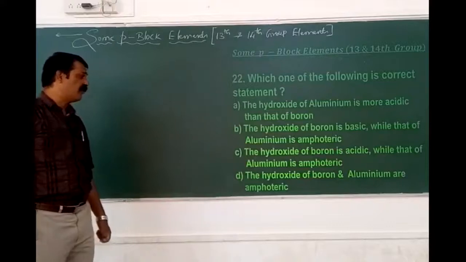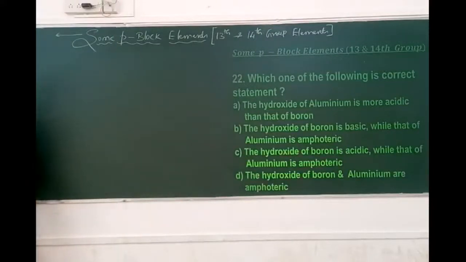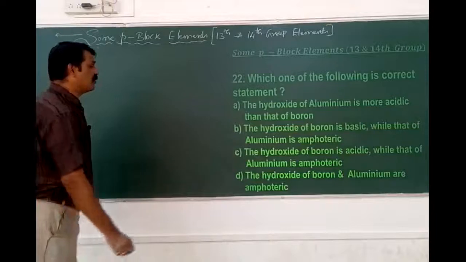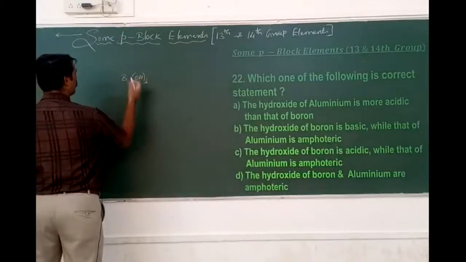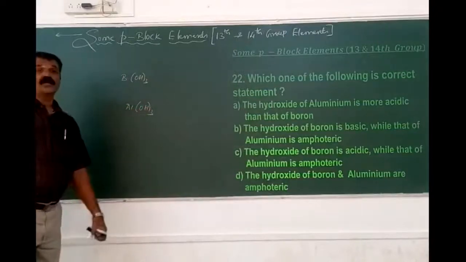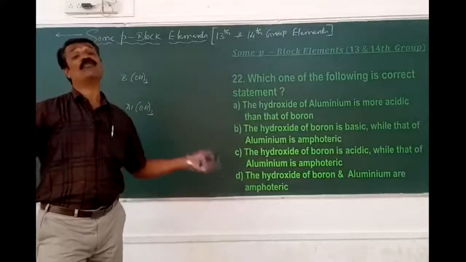The hydroxide of boron and aluminum are found to be what in nature? Amphoteric in nature? So what is the answer with respect to this? The hydroxide of which and which? Boron and aluminum. Boron means boron hydroxide, aluminum means aluminum hydroxide. So just by seeing the formula, we can immediately say that both are hydroxides, meaning they are found to be basic.